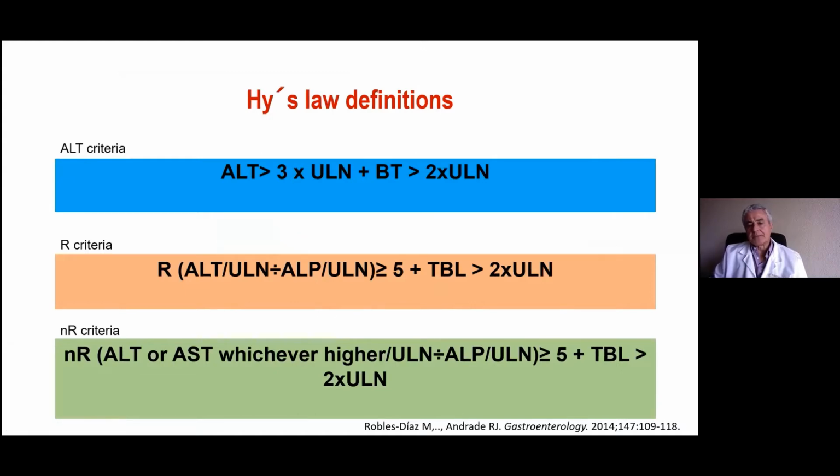And some comments about Hy's law. Hy's law is a concept developed more than 50 years ago by Hyman Zimmerman, observing that patients with the hepatocellular type of damage and high bilirubin at presentation have a chance of mortality not lower than 10%. This was formerly defined as an ALT above 3 times the upper limit of normal plus total bilirubin above 2 times, and was used recently by the FDA with a modification: instead of ALT above 3, using the R ratio, which is the result of dividing ALT in upper limit of normal by ALP in upper limit of normal, also with a value equal to or above 5.